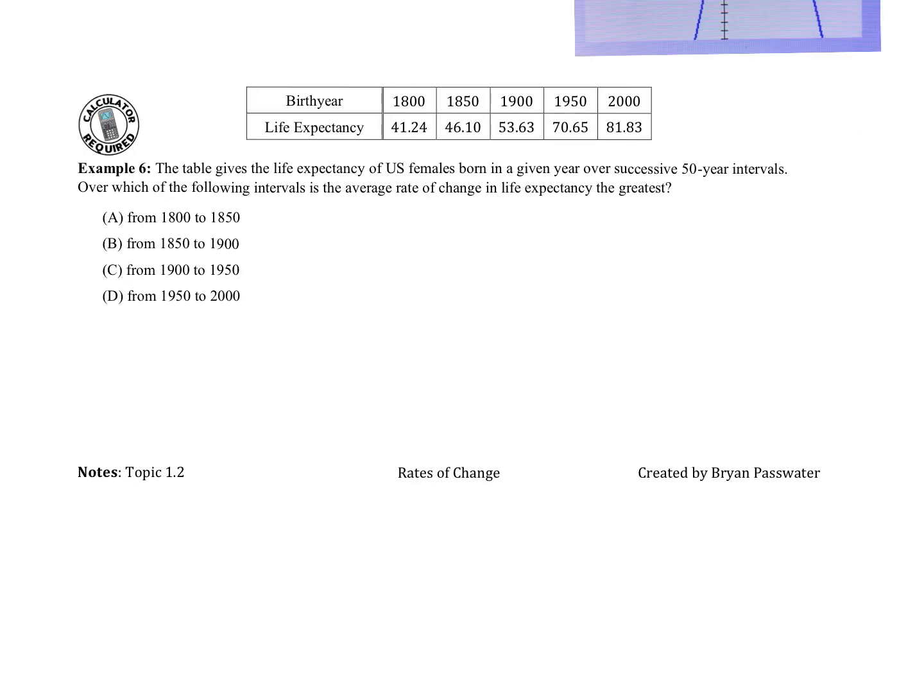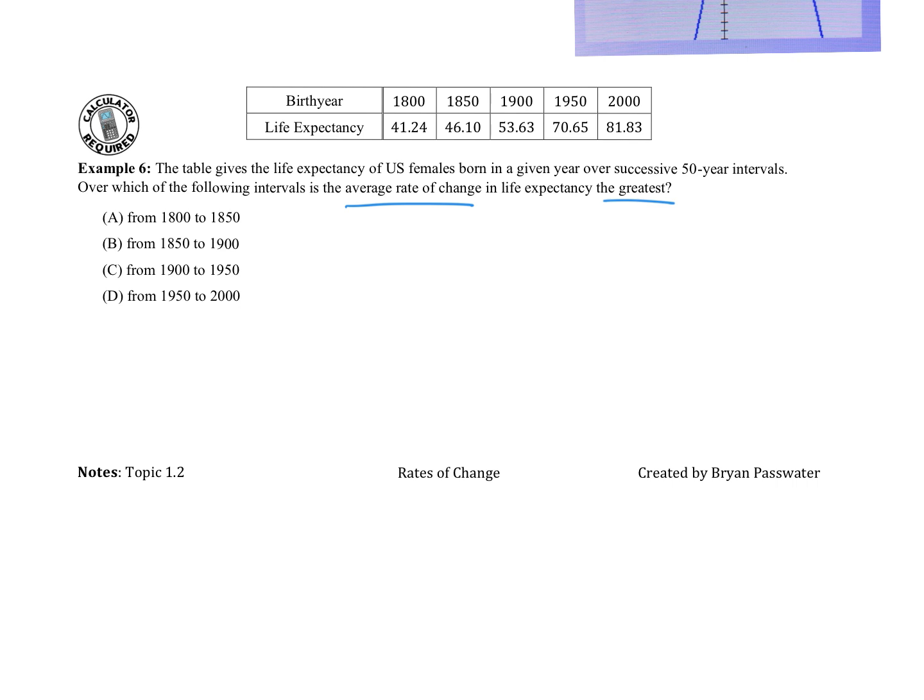All right. The table gives the life expectancy of U.S. females born in a given year over successive 50-year intervals. Over which of the following intervals is the average rate of change in life expectancy the greatest? All right, so an average rate of change, the greatest. All right, well, what's average rate of change again? Slope. It's algebra slope, right?